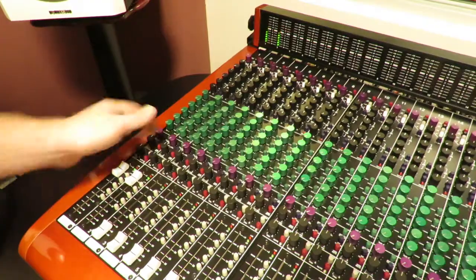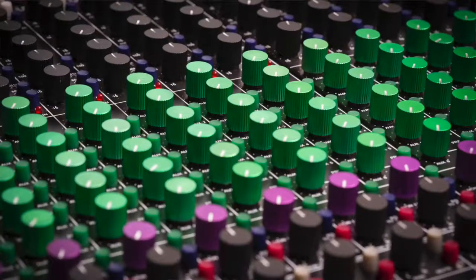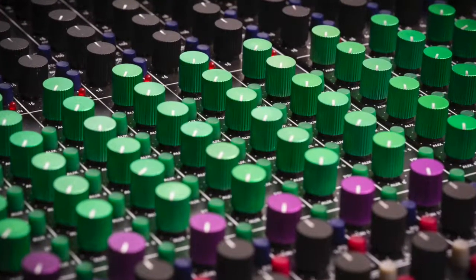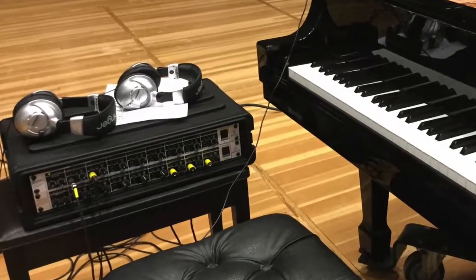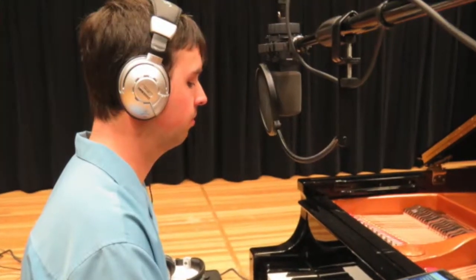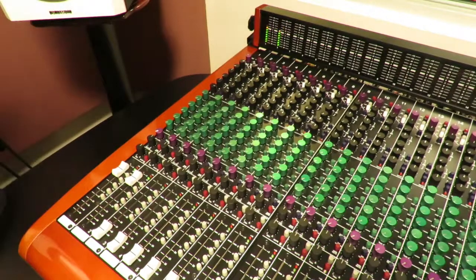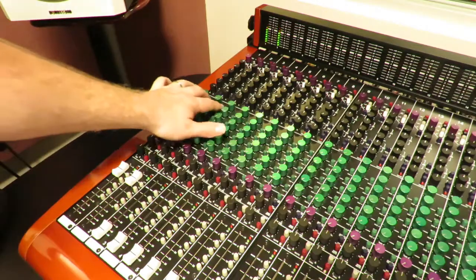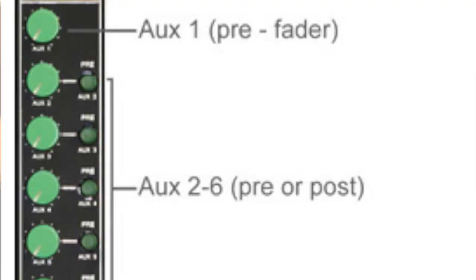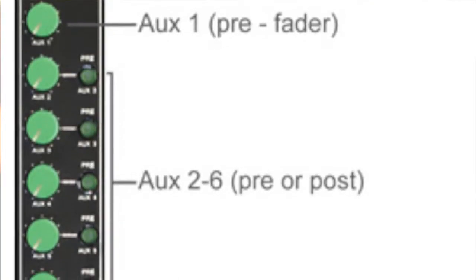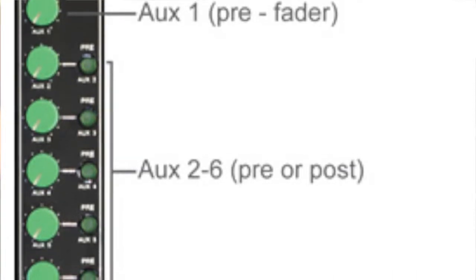We have our aux send section, so it's green knobs. The way that this is set up right now is to feed headphone amplifiers down on stage so musicians can hear themselves in one mix or another. Or if you want to send these to effects, you can do that as well. They're accompanied with buttons that determine whether or not the aux send is pre or post fader.